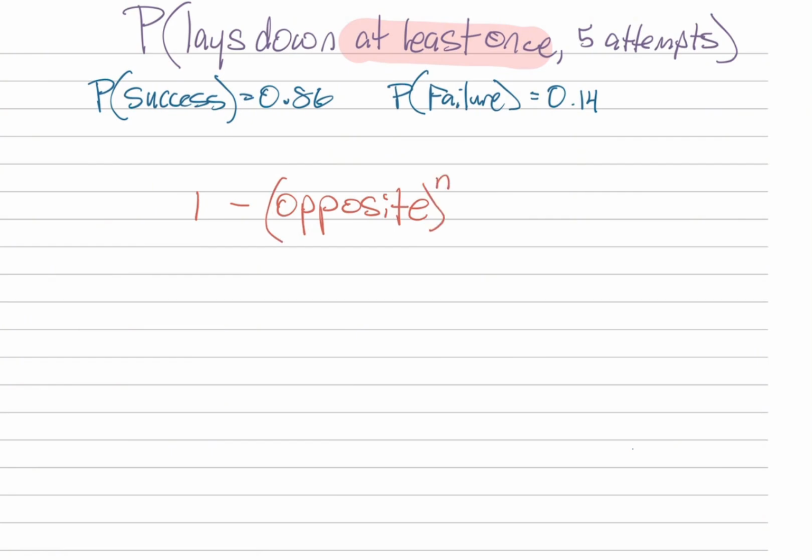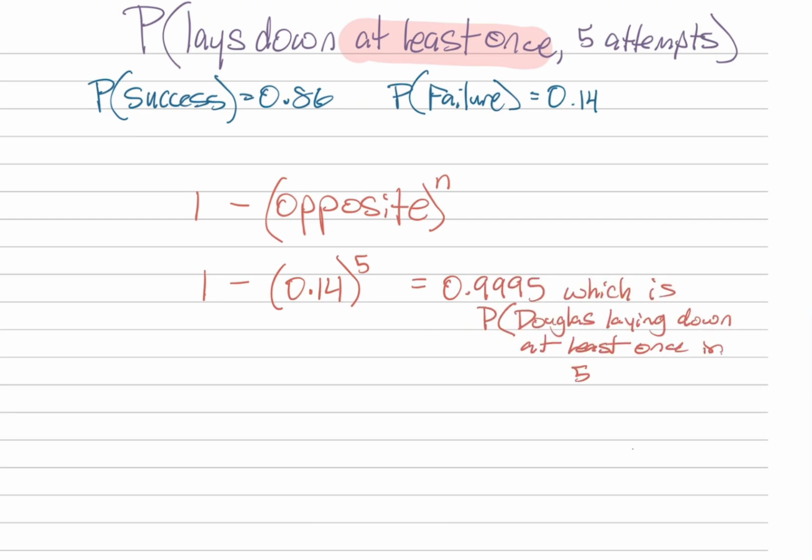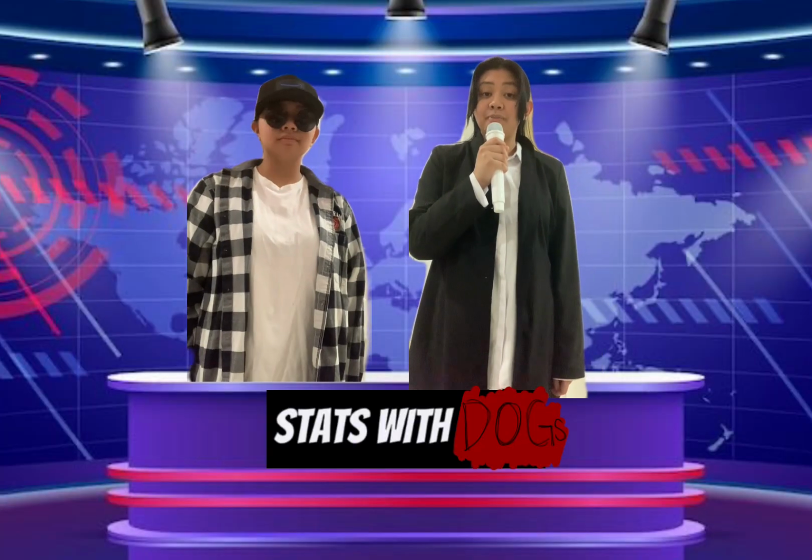The opposite of laying down, which is a success, would be a failure, which is going to be 0.14. So to solve this, it would be 1 minus 0.14 to the power of n, which is 5, since we have 5 attempts. This equals 0.9995. Of course, don't forget to be specific. And that's how you do consecutive probability.